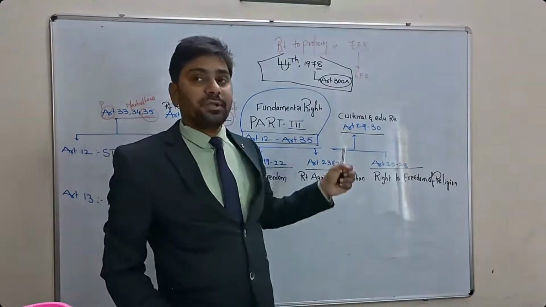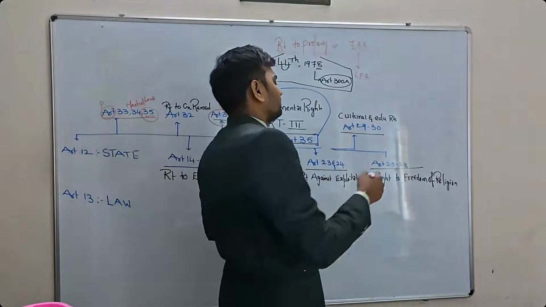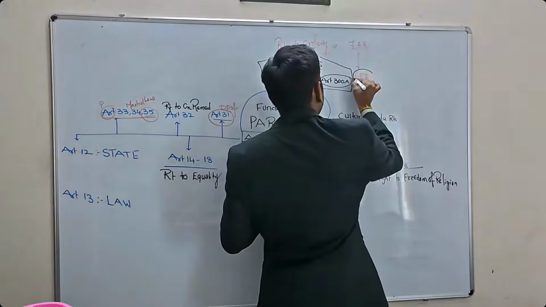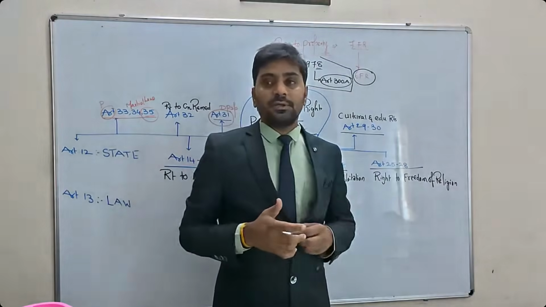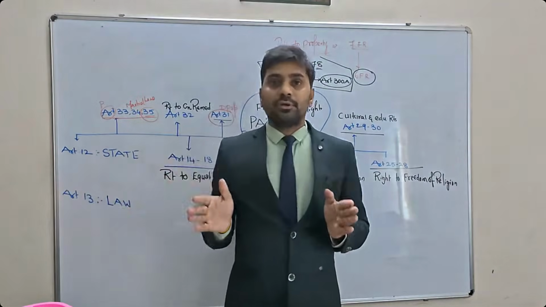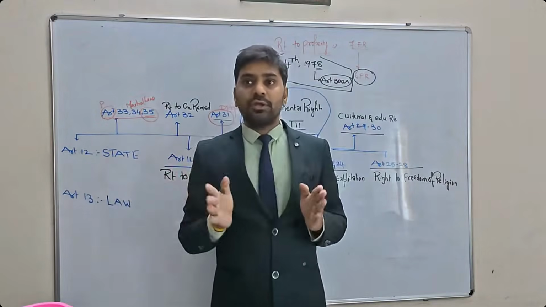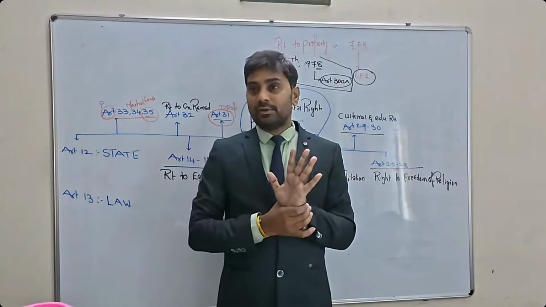So under 300A you have both statutory as well as constitutional right. But the rest of the things that you have are all these 6 fundamental rights. Everyone should remember all these 6 fundamental rights. Right to equality starts from 14 to 18: 14, 15, 16, 17, 18.